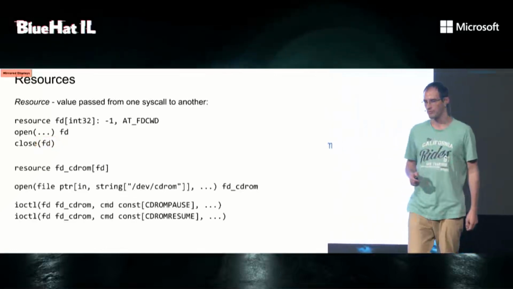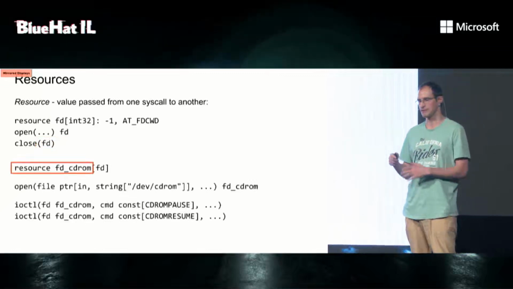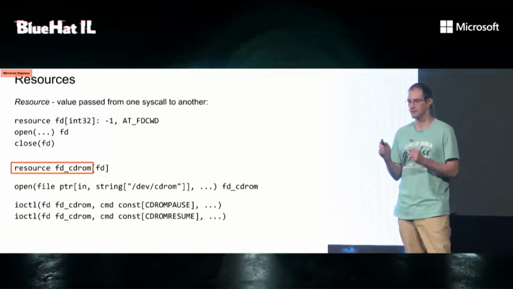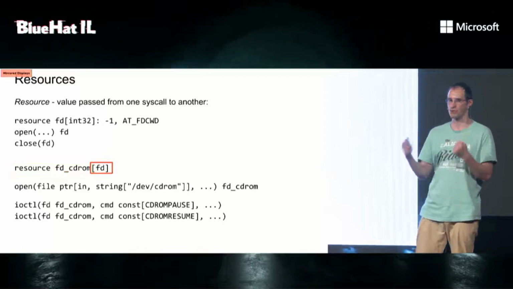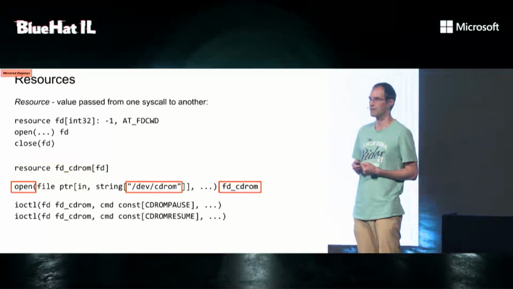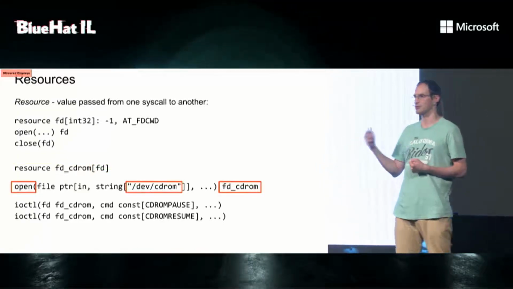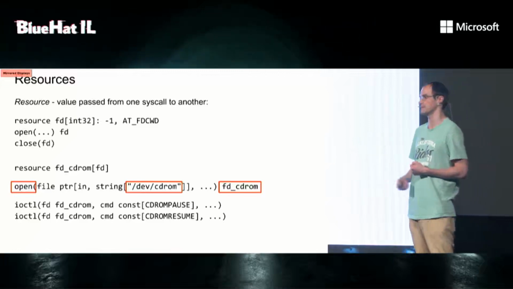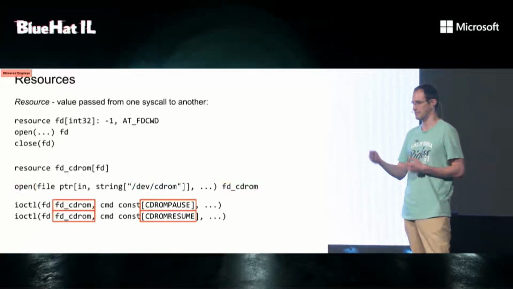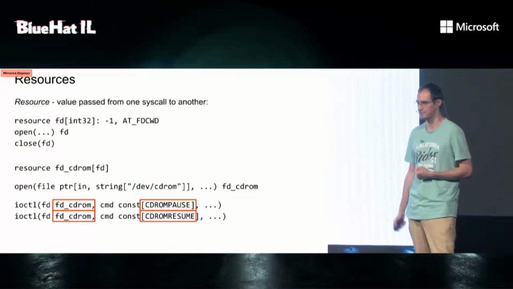And we can describe more complex things. In particular, we have resource inheritance. You can say that there is a fd CD-ROM, which is fd, but it's a more specialized type of fd. And if you open this particular file, /dev/cdrom, then this gives you not just fd, but this more specialized type. And then you can attach, for example, a set of ioctls to this more specialized type.